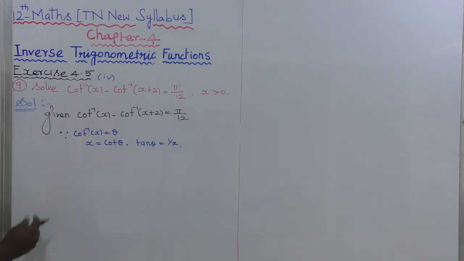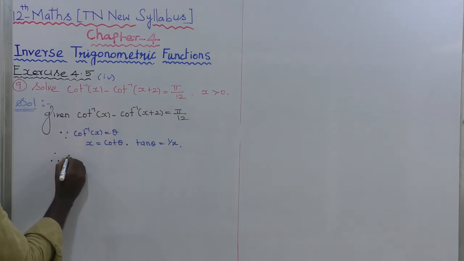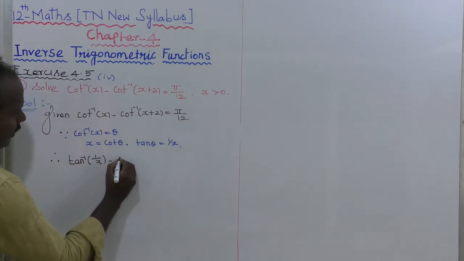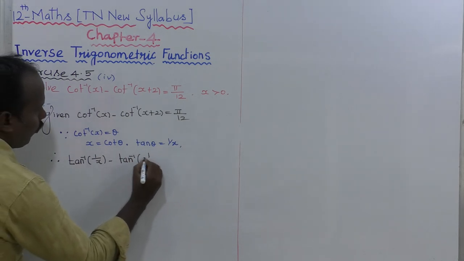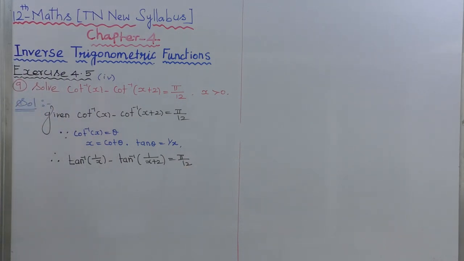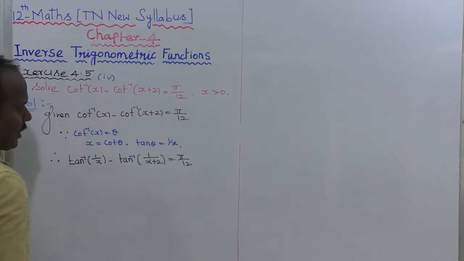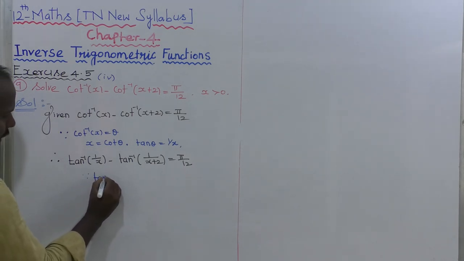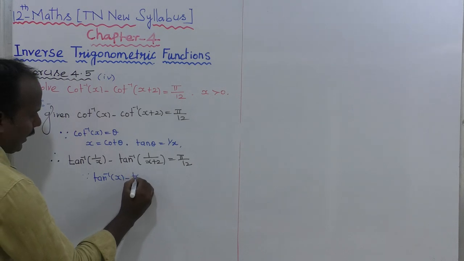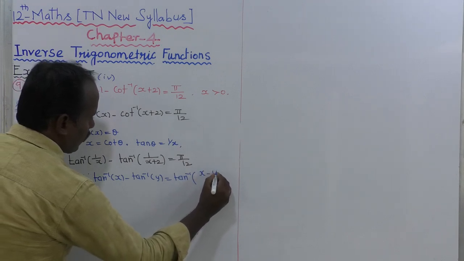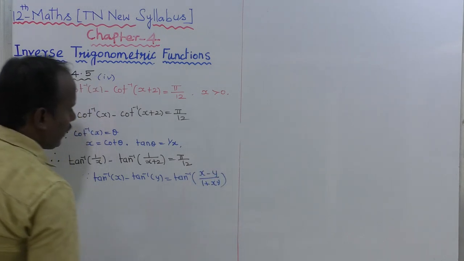So the given equation changes to tan inverse of 1 by x minus tan inverse of 1 by (x plus 2) equal to pi by 12. Clear? Next, the formula: tan inverse of X minus tan inverse of Y is equal to tan inverse of (X minus Y) divided by (1 plus XY).